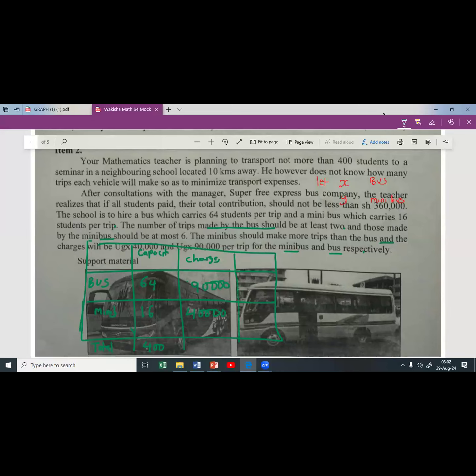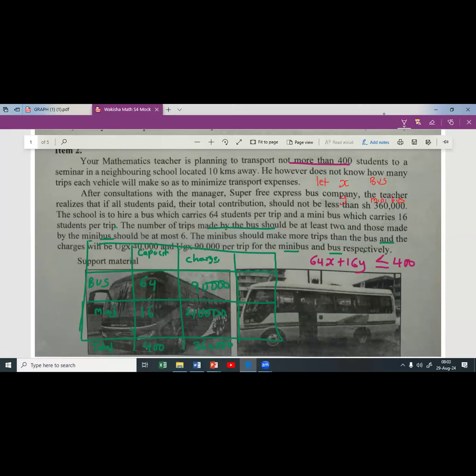But how much money are they going to collect, or what are they expecting? They're expecting 360,000, so down here you put 360,000. Then you are going to form your equations. The first one is going to be 64x plus 16y. But they said the number of students to be transported should not be more than 400. The moment you see not, that means there is an inequality. Not more than, so it will be less than or equal to 400.